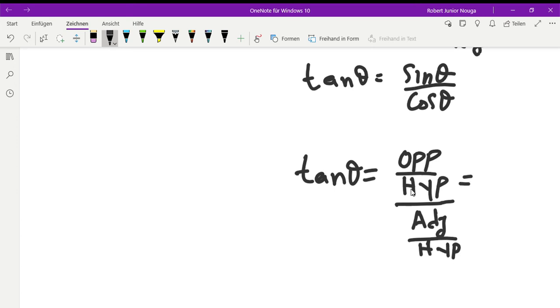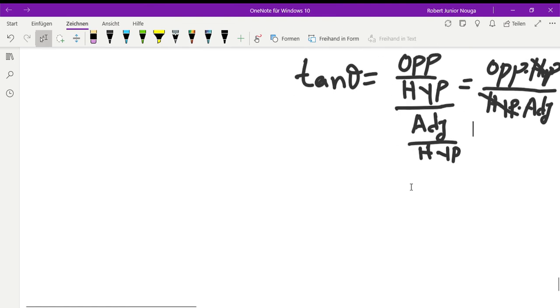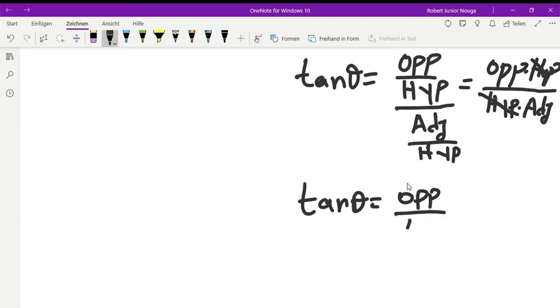When solving this one, we have the opposite times the hypotenuse divided by the hypotenuse times the adjacent. This hypotenuse and this hypotenuse cancel each other, and at the end we obtain tan theta equals the opposite divided by the adjacent.